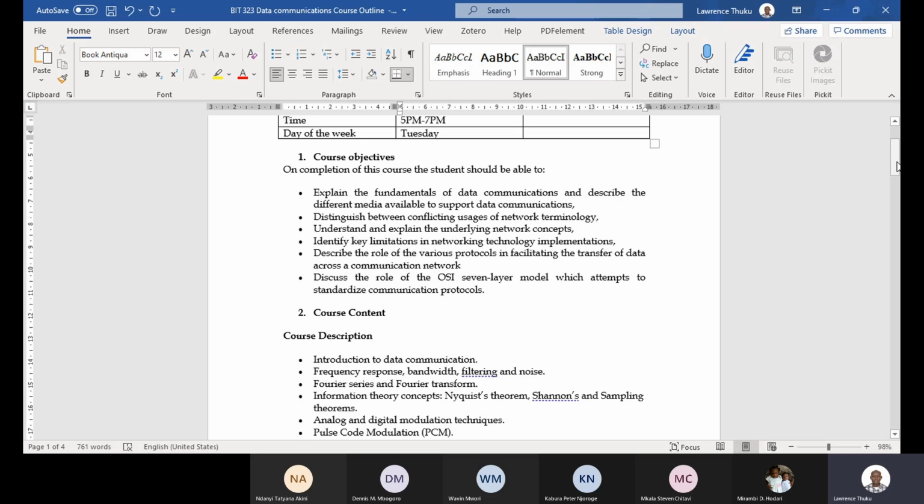network concepts. As I said earlier, it's about networking, so it brings in the concept of what we mean by network concepts. Of course, identify key limitations in networking technology implementations. Now, remember, we are implementing technologies. We want to see what will be the problem with the different technology implementations, and how one would want to go ahead.